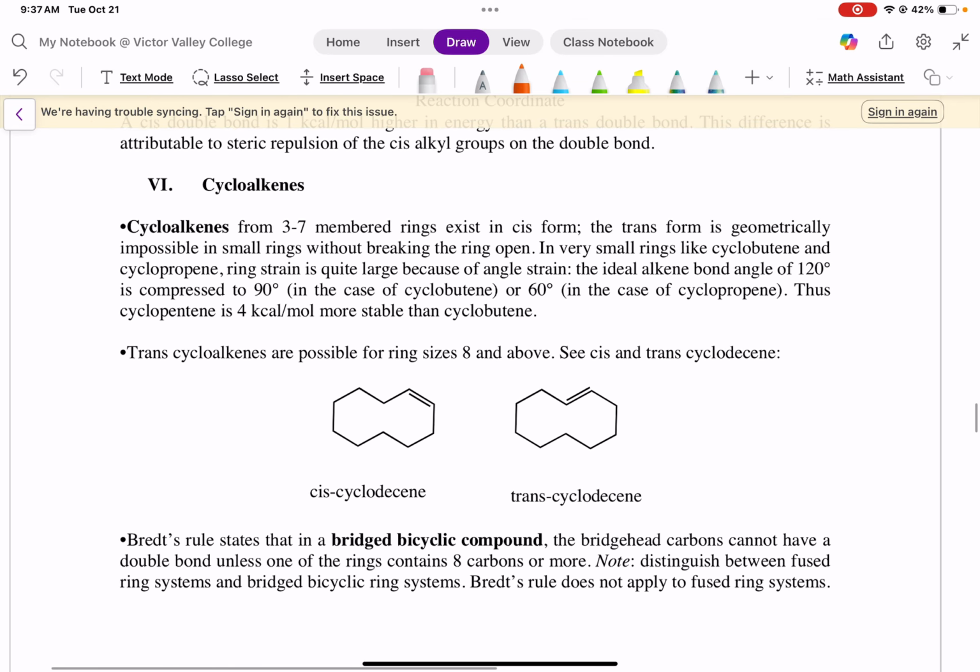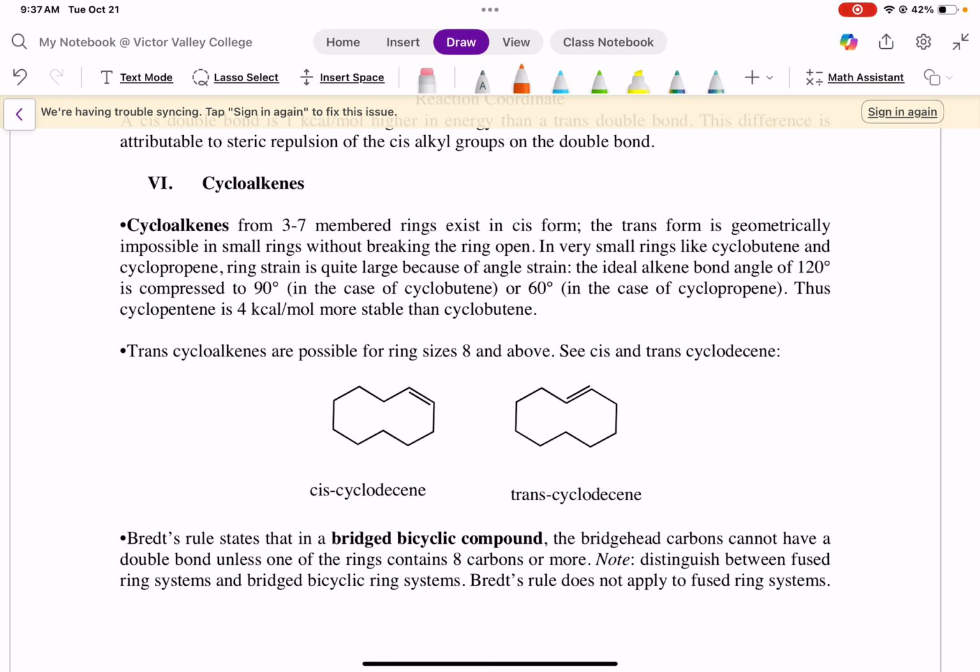Okay, cycloalkene, just like alkene but cyclic, so we call it a cyclo, like cyclohexene, cyclopentene, and so forth. These are special ones. Most of the cyclos are automatically cis. You can tell by the hydrogens, unless it's 8 carbons or more. Like this one, 8 carbons or more, it can be cis, or it can also be trans, because it's big enough to be flexible to bend.